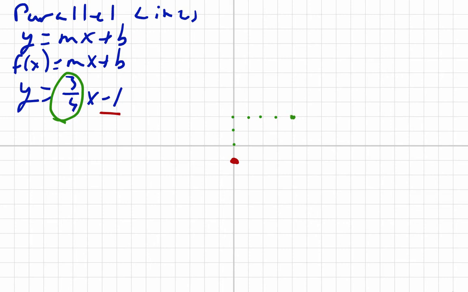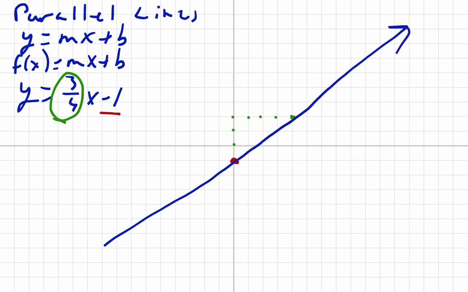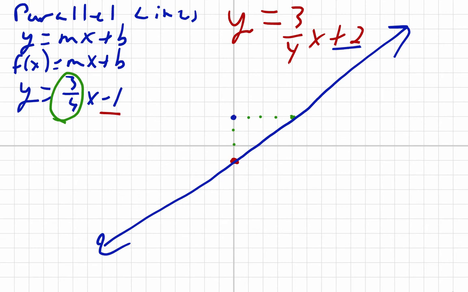And I would now connect those. Try the best I can. That's not too bad. So there's my line going straight through there. So now I have another equation that goes with it, and let's make it a different color. Let's make it red. y equals 3/4 x plus 2.